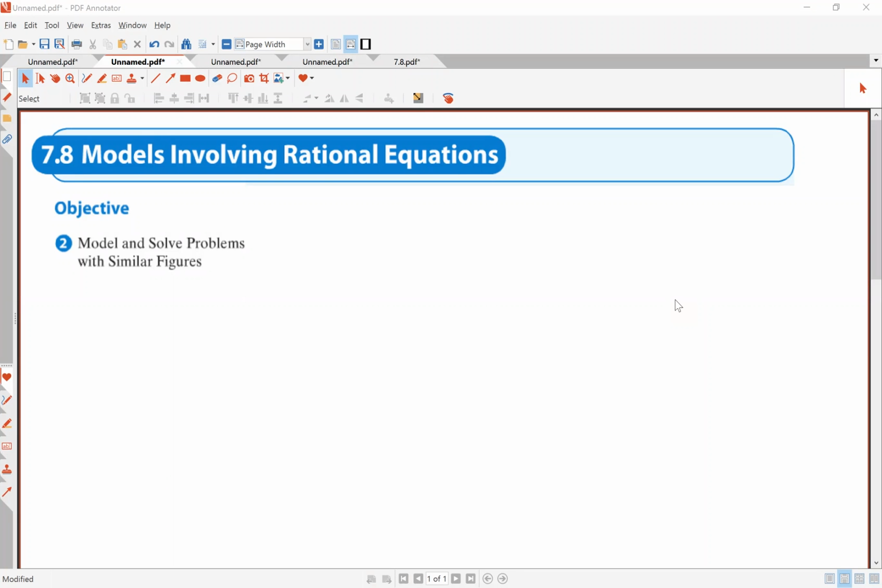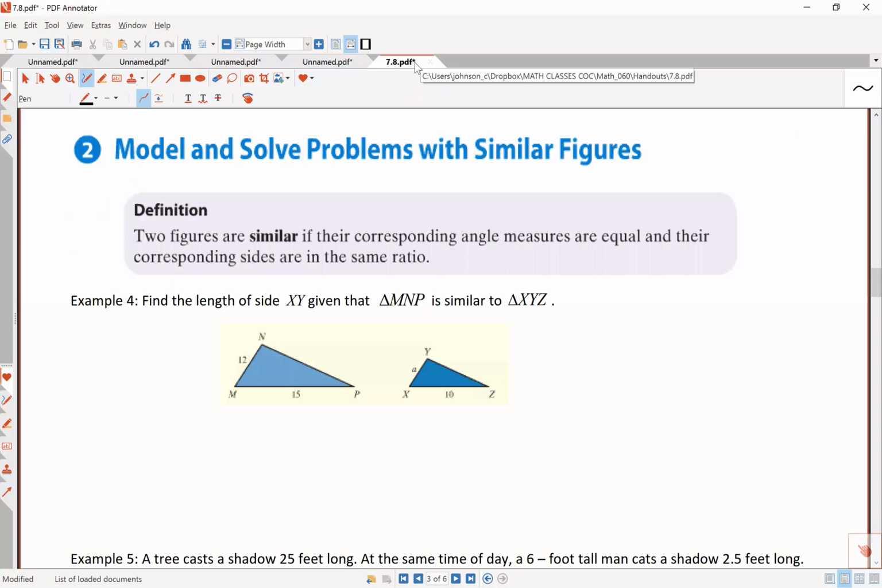This video is for 7.8 Models Involving Rational Equations. In this video, we will look at Objective 2, Model and Solve Problems with Similar Figures.